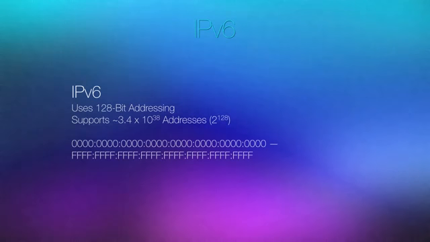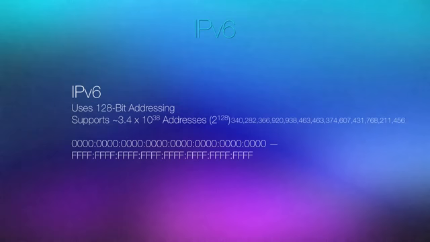IPv6 uses 128-bit addressing. So some people may think, well, 128 is only 4 times bigger than 32. What's the big deal? Well, since we're working with exponents, we're actually working with a ginormous number now. Written in scientific notation, and this is a dumbed down scientific notation, it's only an approximation, 128-bit addressing can support 3.4 times 10 to the 38th addresses.